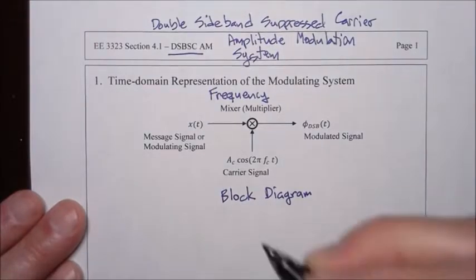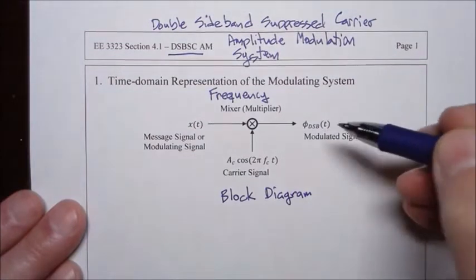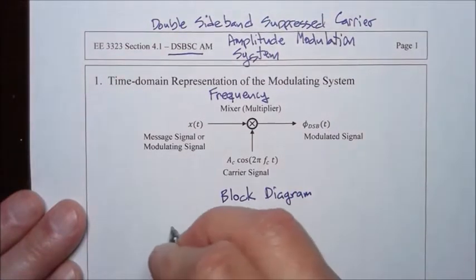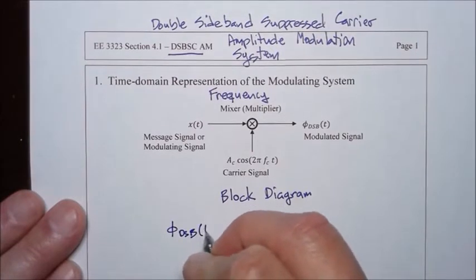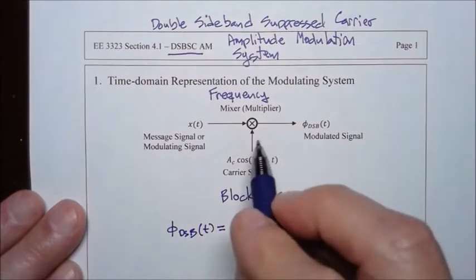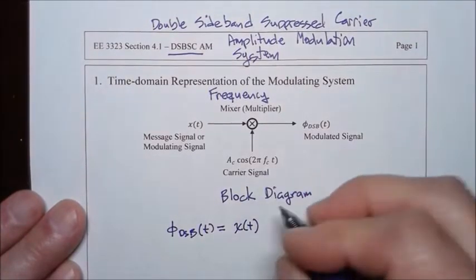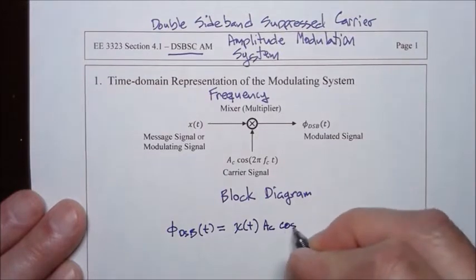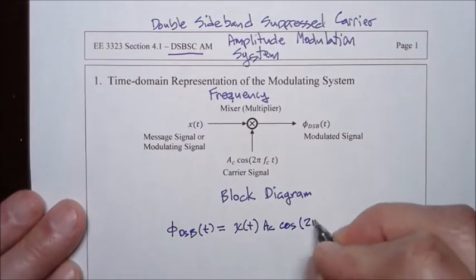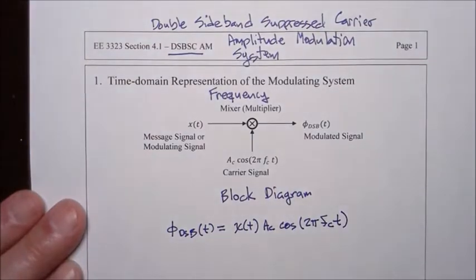So we can write the time domain equation for this time signal. Phi double sideband as a function of time is simply equal to x of t multiplied with the carrier, AC times cosine 2 pi f sub c t.